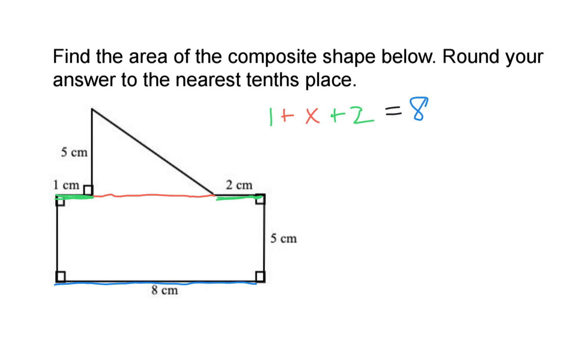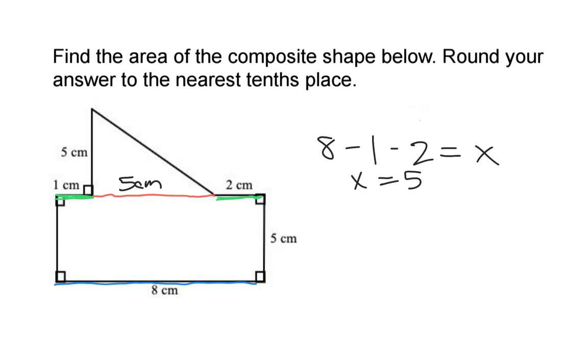So what number could you replace x with to make it add up to 8? So 1 plus what number plus 2 equals 8? Just think about that for a second. To figure that out, I could simply take 8 minus 1 minus 2, and I'm going to get that missing value. So 8 minus 1 is 7, minus 2 is 5, and so my missing length is going to be 5. Okay, so the base of that triangle is 5 centimeters.